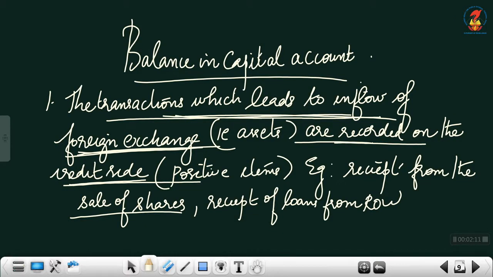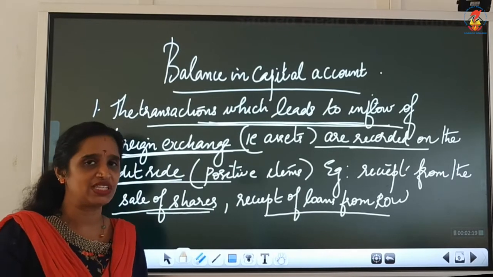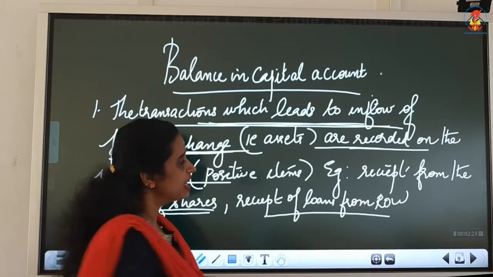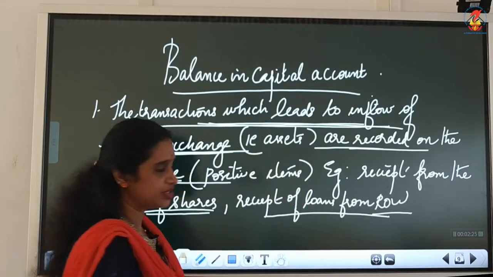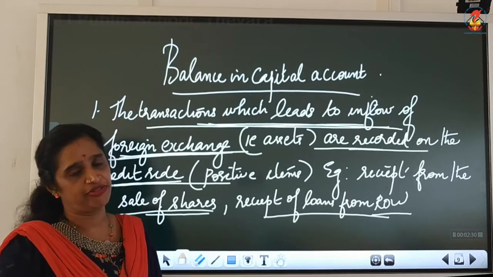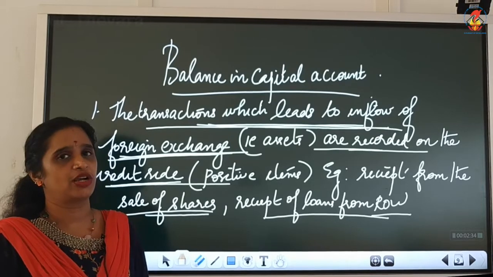And that is why it is written here, sale of shares and receipt of loans. Receipt from the sale of shares when we sell the share, and the receipt of the loans that we receive from the rest of the world, means abroad. So for these we will be getting the money. Therefore it can be recorded on the credit side of the capital account.